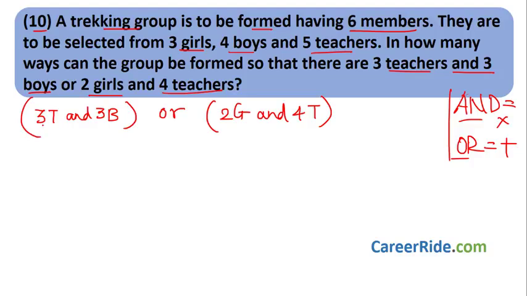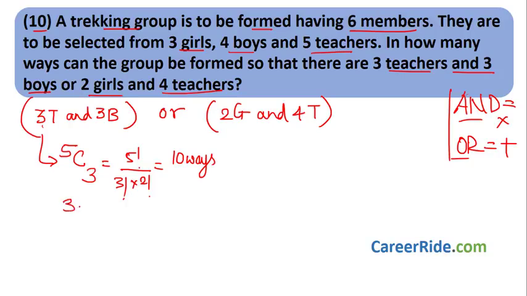Now over here we want either 3 teachers and 3 boys, or we want 2 girls and 4 teachers. Now how to select 3 teachers? How many teachers are there? There are 5 teachers. Out of that we have to select 3 teachers. Select means combination: 5 factorial upon 3 factorial into 5 minus 3, which is 2 factorial. That would give us 10 ways to select 3 teachers. Then 3 boys are there.